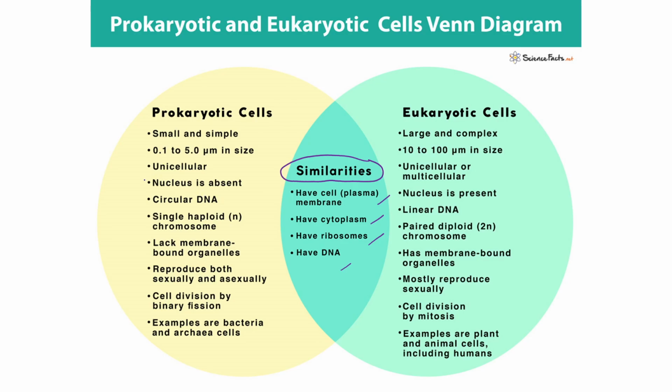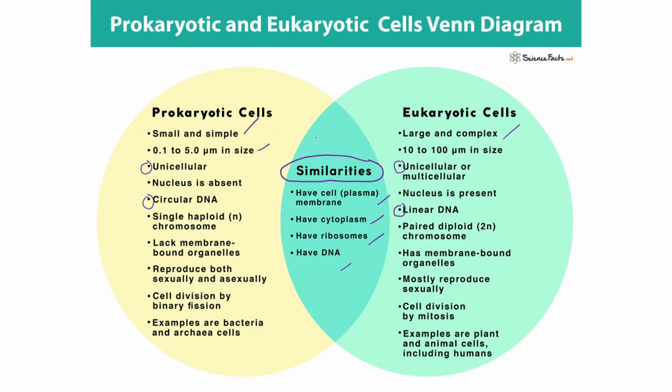Now, in terms of your DNA, they differ. Both have DNA, but they differ in terms of their structure. Kasi for prokaryotes, it's circular, while eukaryotic cells have linear DNA. As to the other differences, na-mention natin yung iba kanina, di ba, unicellular si prokaryote. Most of your eukaryotes are actually multicellular. They also differ in terms of size because most of your prokaryotic cells are small and simple, while your eukaryotic cells are large and complex.